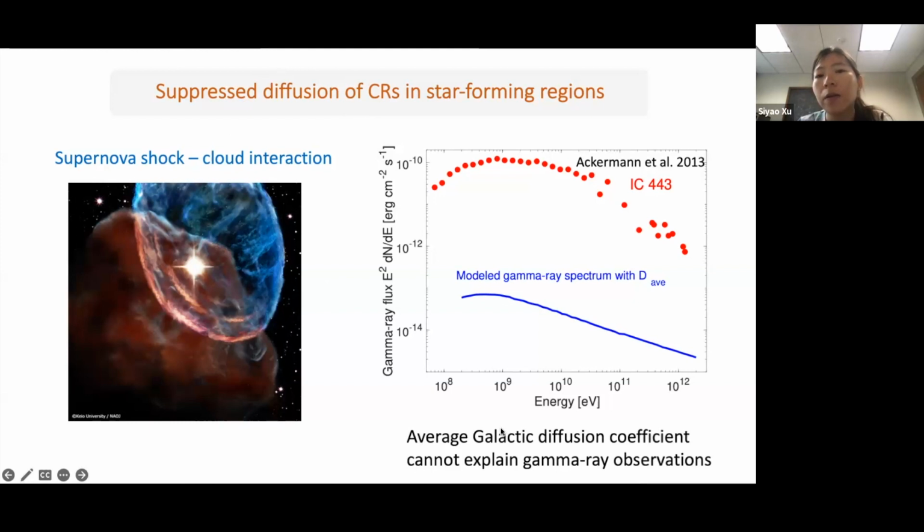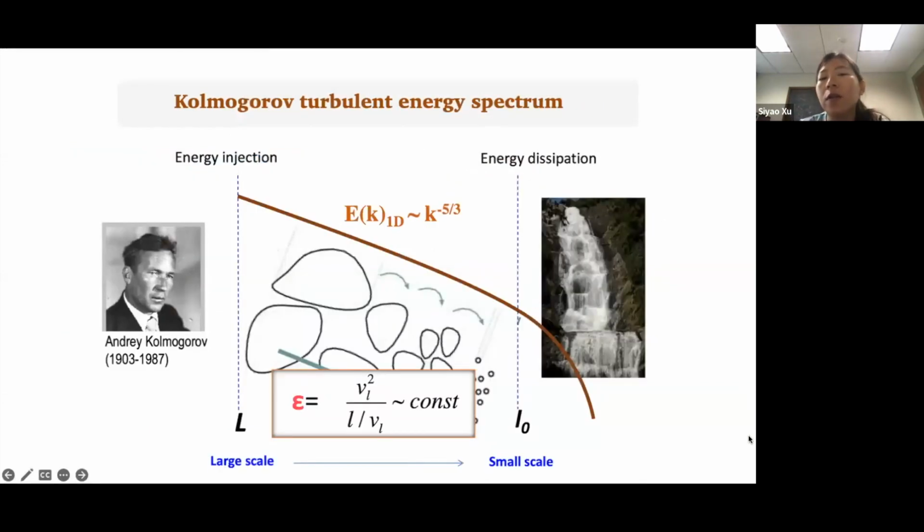There are also many other gamma ray observations that suggest the same suppressed diffusion. For example, the TeV halos, the gamma ray emission around nearby pulsar wind nebulae, also suggest the diffusion coefficient of cosmic rays should be smaller by more than 2 orders of magnitude compared to the average galactic diffusion coefficient. So to understand cosmic ray diffusion, the first step is to understand MHD turbulence.